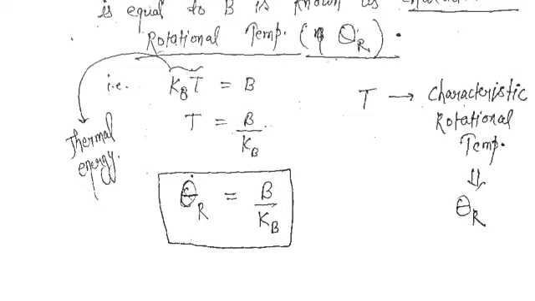That thing is not very important, but the most important thing is this expression: theta r equals B upon kB. So actually what is it? It is the thermal energy equals B. So thermal energy is kBT, which equals B. So this T now becomes theta r. So theta r will now equal B upon kB. Alright, so this is our finalized expression of theta r.